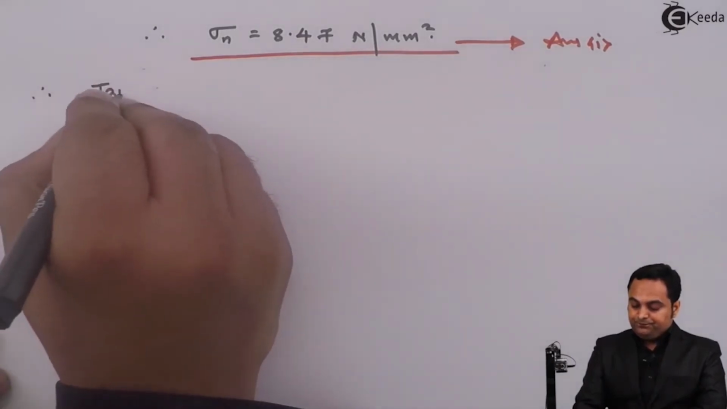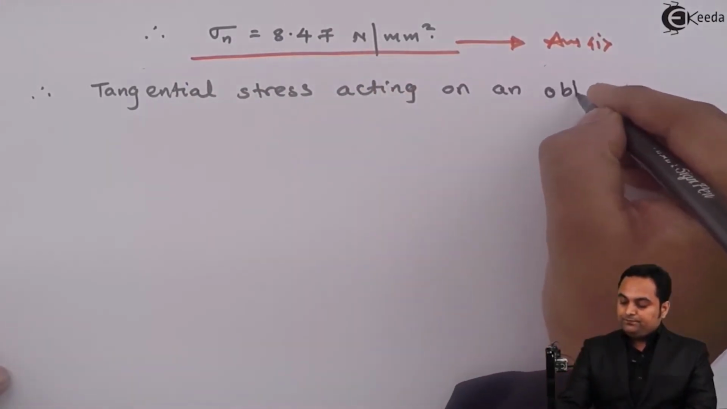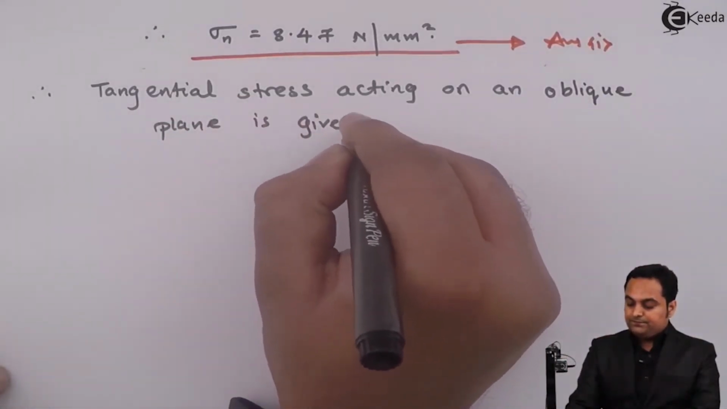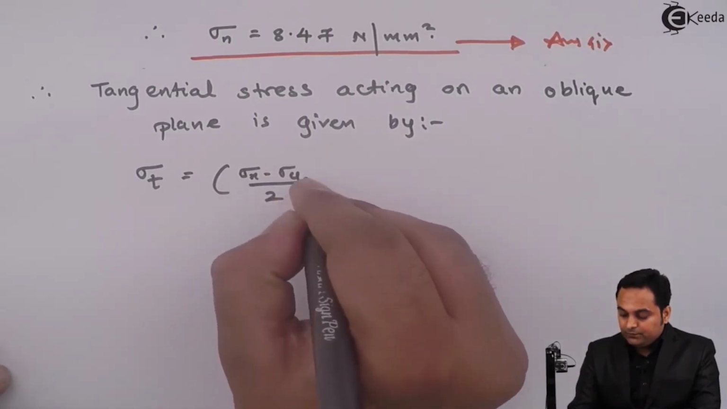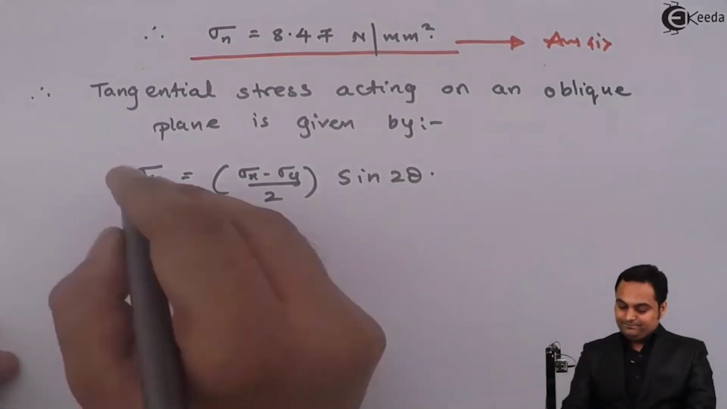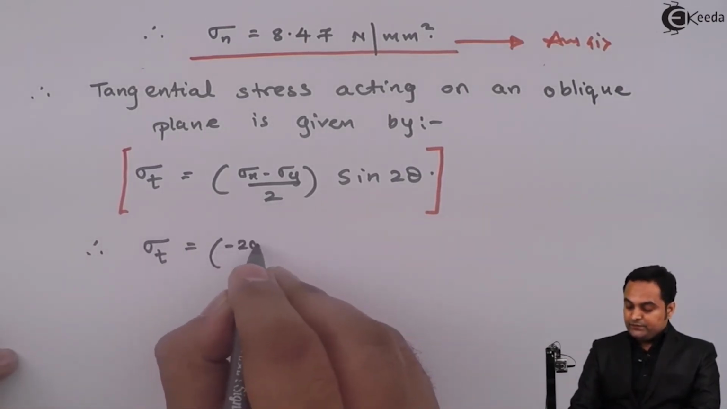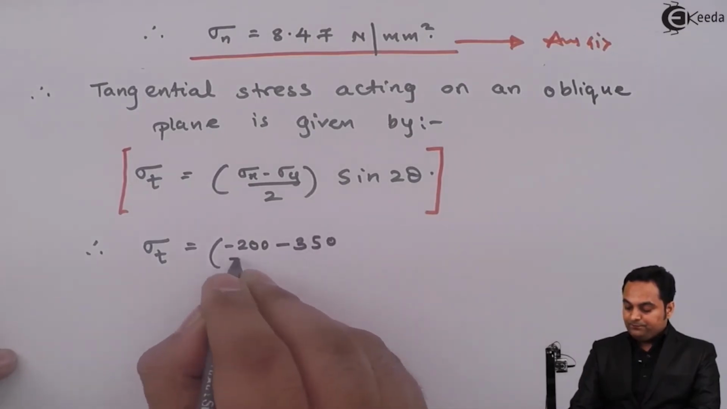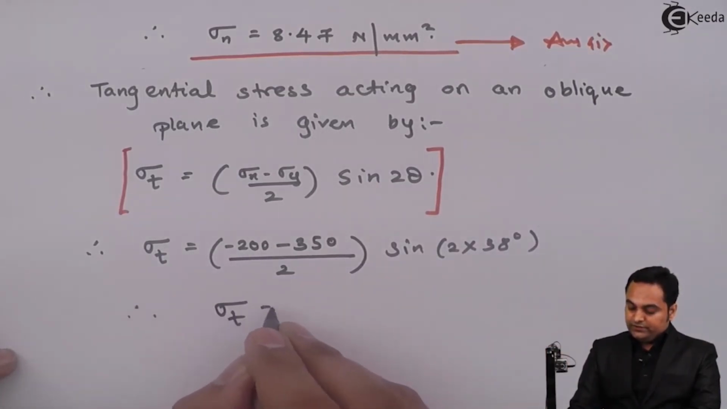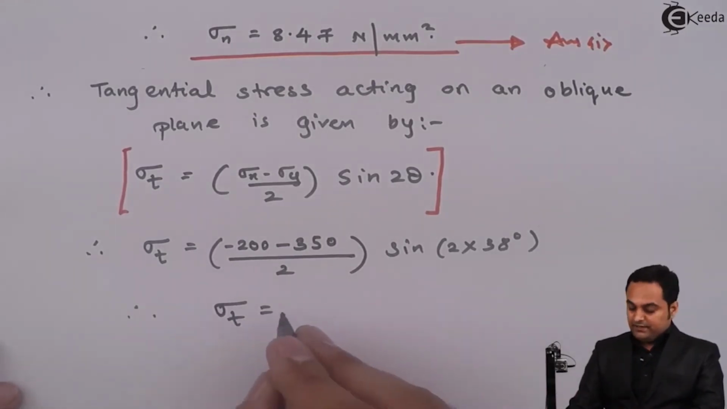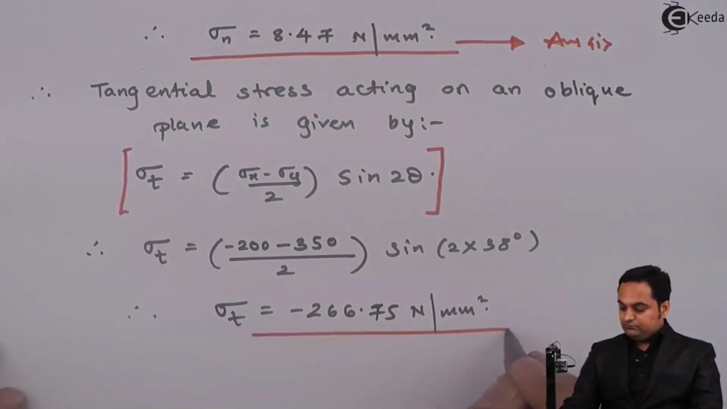Therefore tangential stress acting on an oblique plane is given by tangential stress is equal to (sigma x minus sigma y) by 2 into sine 2 theta. So therefore I'll put the values. As we know, sigma x was negative, so minus 200, sigma y positive, so 350, divided by 2, sine 2 into 38 degrees, which will give us 76. So here the value of tangential stress comes out to be minus 266.75 newton per mm square. So this is the second answer.